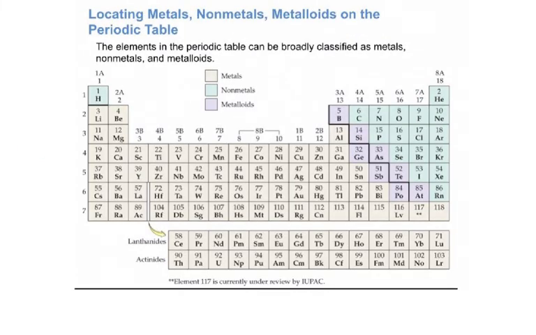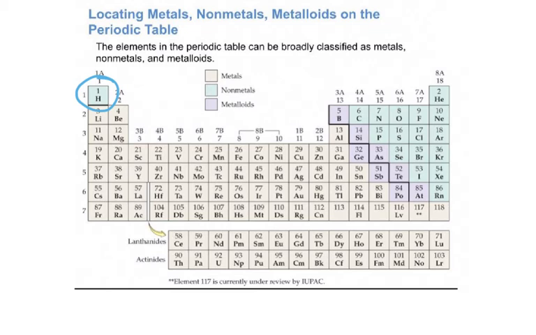Now, one final thing about the periodic table. The periodic table is divided into metals, nonmetals, and metalloids. If you notice, the metals occupy basically the left side of the periodic table, with the exception of hydrogen. Even though hydrogen is there, hydrogen is a nonmetal. And most of the elements in the periodic table end up being metals. The nonmetals, as you can see, are on the right side of the periodic table.